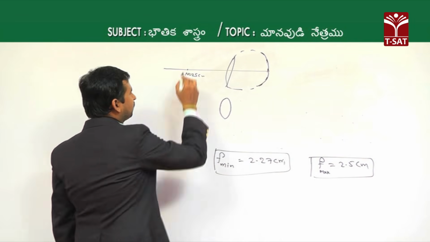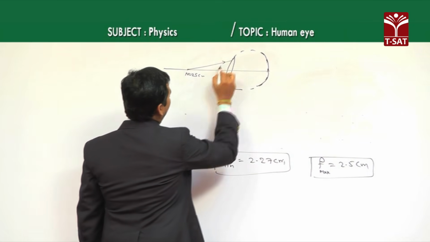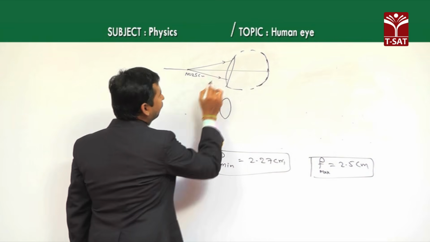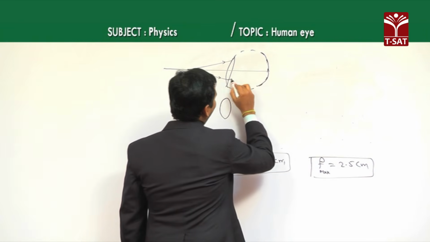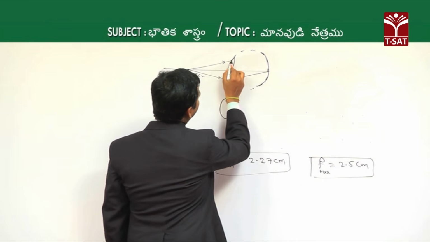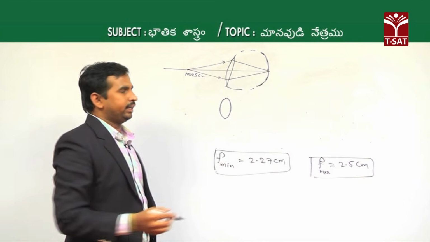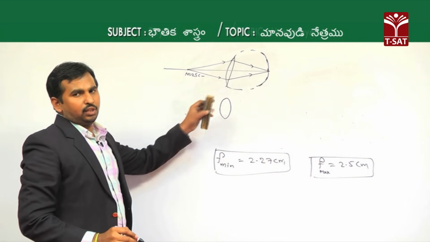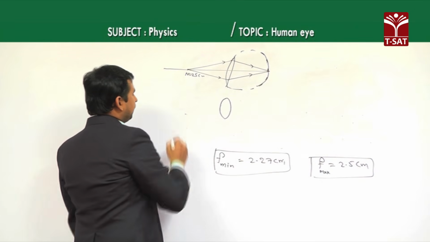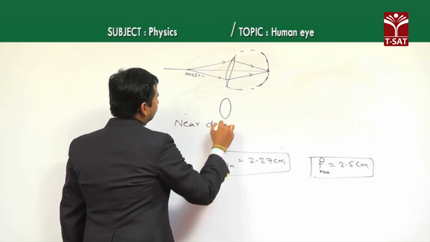Okay. Now, if the object is at 25 centimeters here, the light rays incident on our convex lens, after refraction, are going to meet exactly on the retina here like this. This is the case if you are seeing any near distant object.